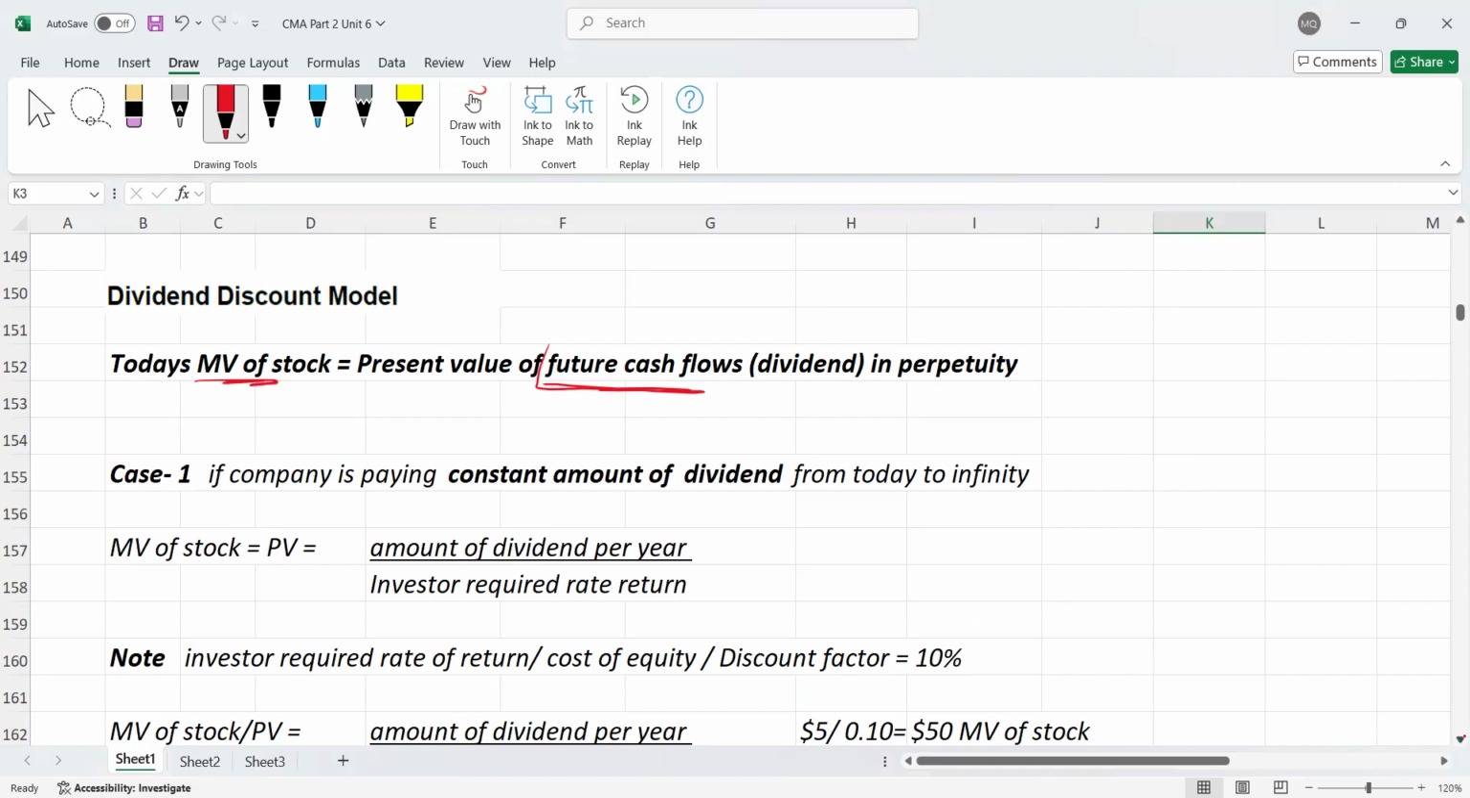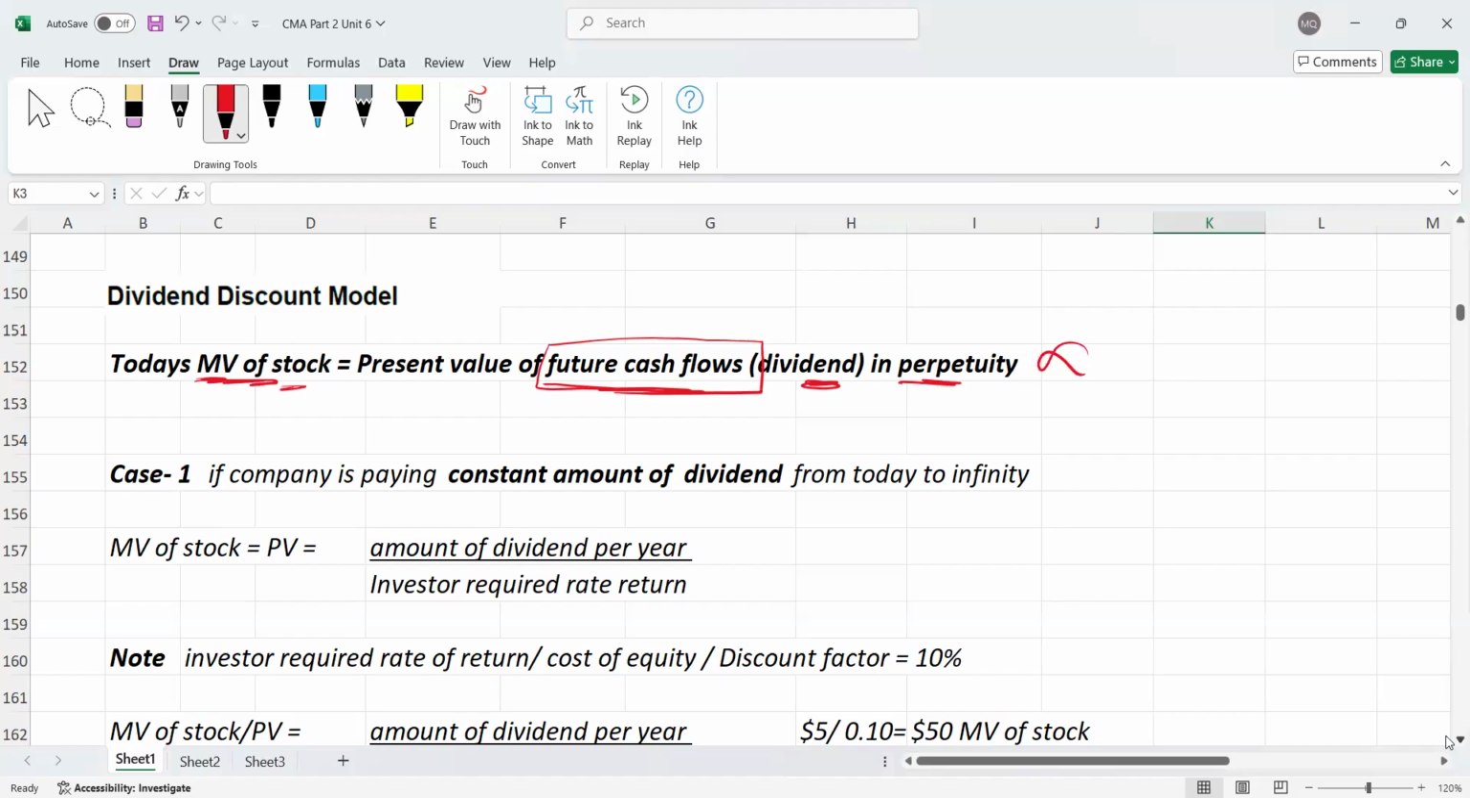This is also the same point. If you want to calculate the market value of the stock today, you have to consider the future cash flows associated with the stock. So what are the future cash flows associated with the stock? That is the dividend, right? Because if the company issues the stock, obviously the company will pay the dividend in perpetuity. Perpetuity means in infinity.